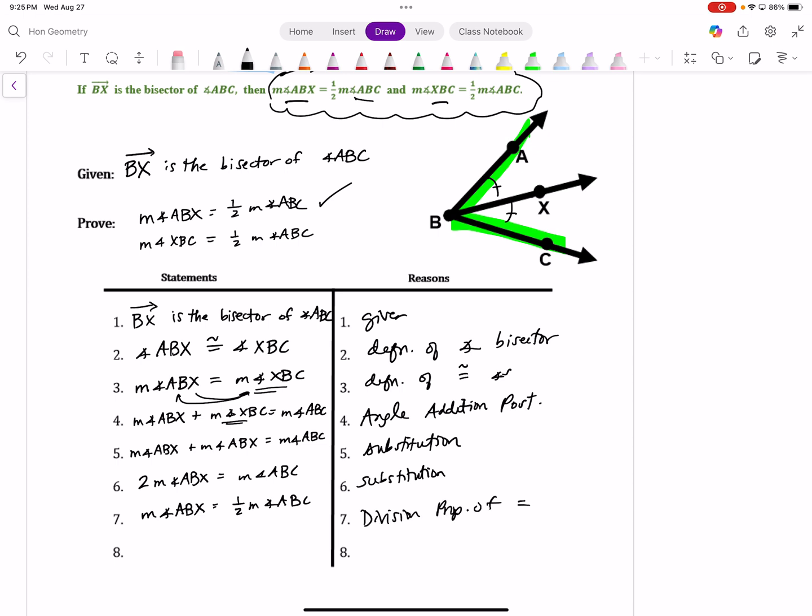of equality. And then I could plug in right here, I'm looking at step 3, the measure of angle ABX is the same as the measure of angle XBC, and this one needed to have the measure of angle XBC in it. So I'm just substituting there with another substitution. And I got it.